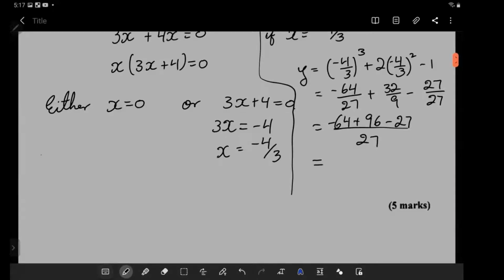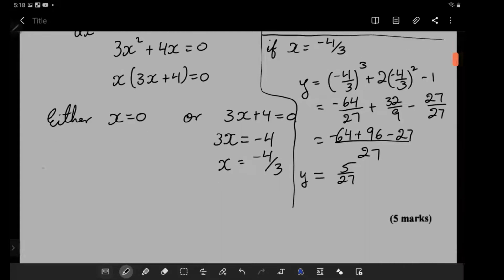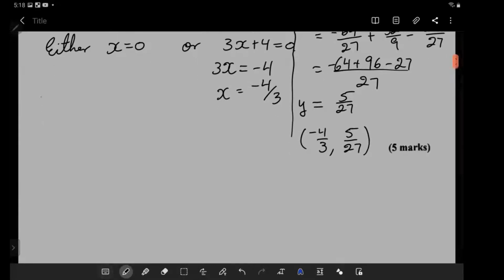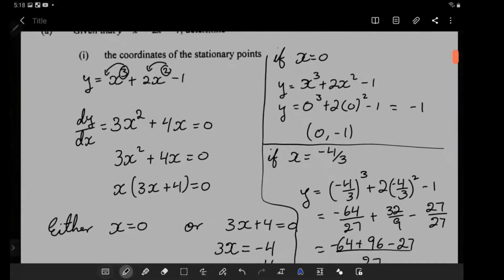All right. And then let's add up those things. We get 5 over 27. Right? 5 over 27. So this is our y value. So we have the second critical point is negative 4 over 3, comma 5 over 27. So these are our coordinates, our stationary points.